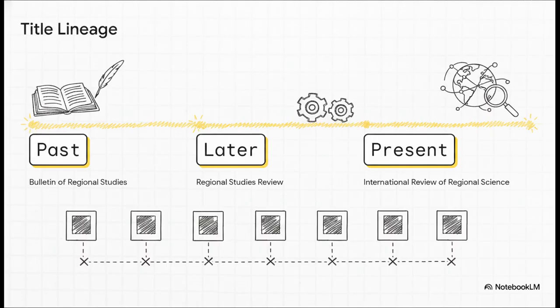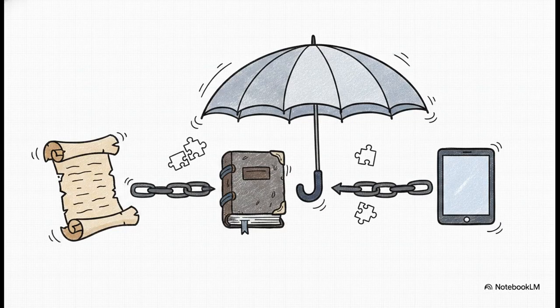Imagine a journal that started out as the Bulletin of Regional Studies. Years later, they rebrand to Regional Studies Review, and today it's called the International Review of Regional Science. Well, under the strict rules of the ISSN standard, every single time a journal changes its title, the old plain ISSN is retired and a brand new plain ISSN is triggered. This means one continuous journal could have 3, 4, or even 5 different records scattered all across the portal. That fragmented history, it's an absolute nightmare for researchers trying to track down older articles.